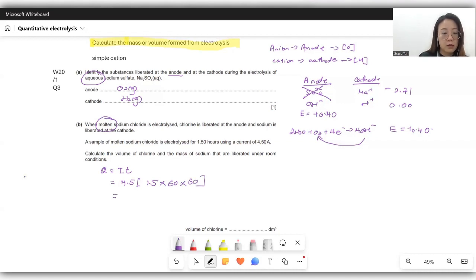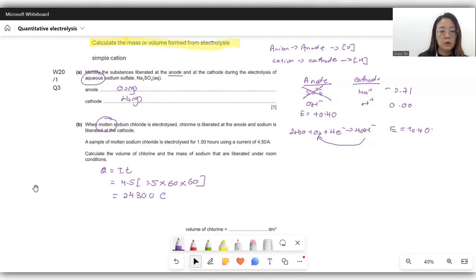So if you calculate this, you should be able to obtain an answer which is 24300 C, Coulomb, quantity of charge. So you need to use the formula Q equals to It. So in your electrolysis experiment, you only pass 24,300 quantity of charge.